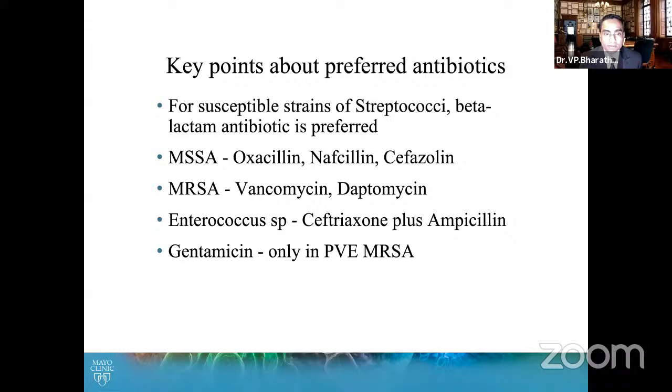For MRSA, vancomycin and daptomycin are reasonable choices. Vancomycin is not a very good drug, but it's something that we have to deal with. Daptomycin has a higher bactericidal capacity than vancomycin, so daptomycin is an option. In persistent MRSA bacteremia, for salvage therapy, we sometimes use daptomycin plus ceftaroline, which is a fifth generation cephalosporin that can target the penicillin binding protein 2A, which is the reason for methicillin resistance.